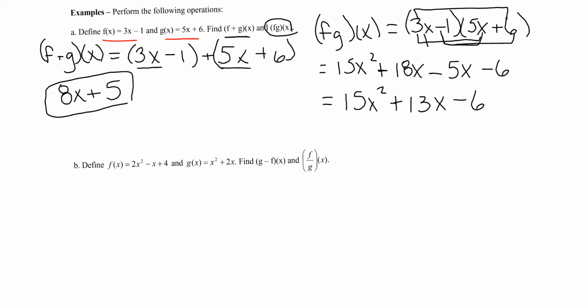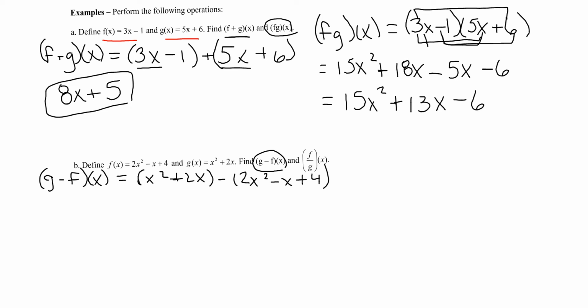For B, what we're going to do here is first we want to do g minus f of x. So g comes first. So this is g minus f of x. So we'll do x squared plus 2x minus 2x squared minus x plus 4.